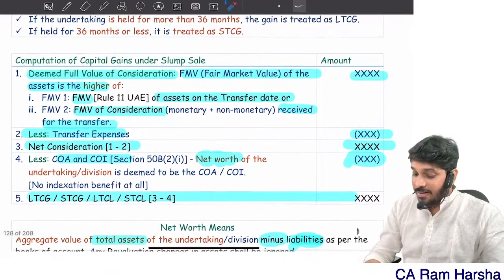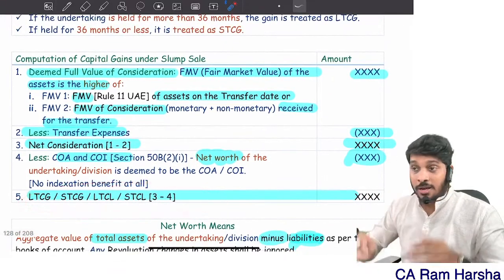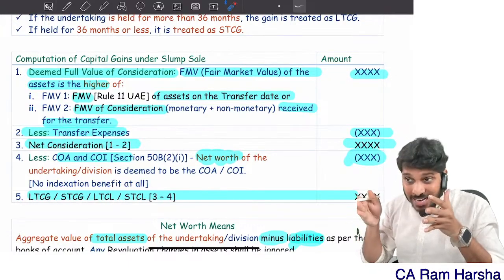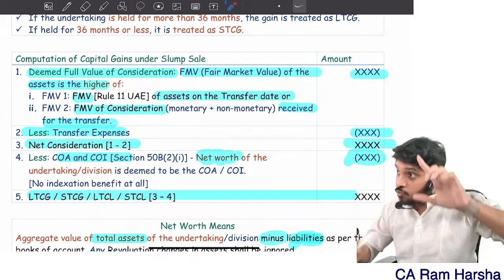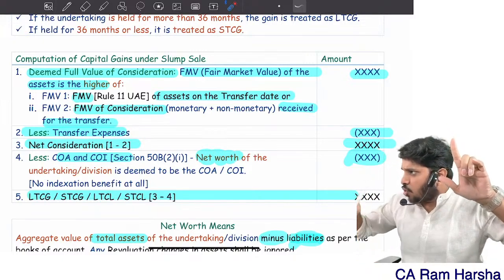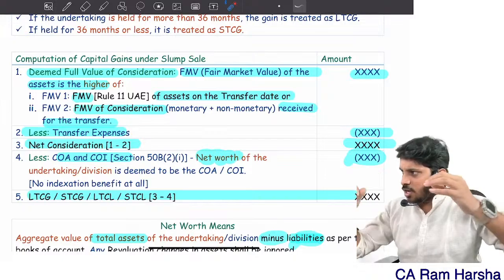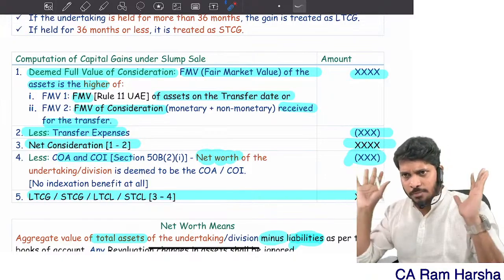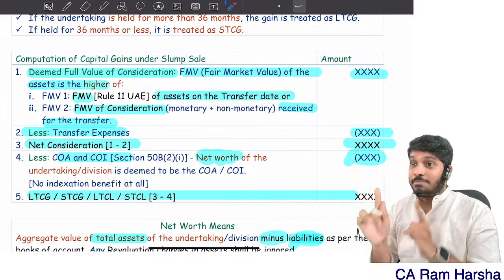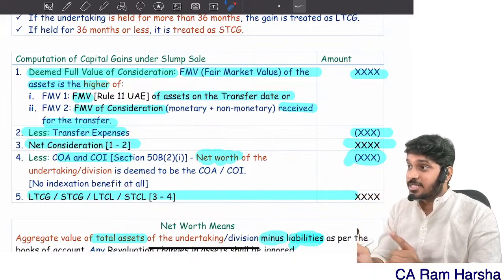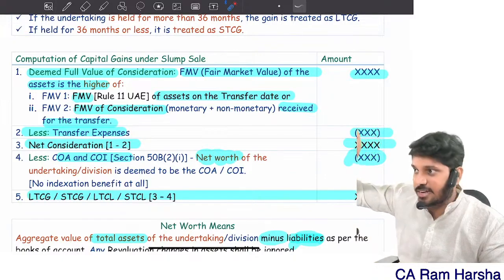And remember, whether this is long term or short term is the question. See, what are we selling in a slump sale? We are selling the division. When the division opened, operations started, check that. When it is sold, check that. More than 36 months, long term. Less than 36 months, short term. Sir, after the amendment it is 24 months only, no? No. For slump sale, 36 months is told in section 50B itself.